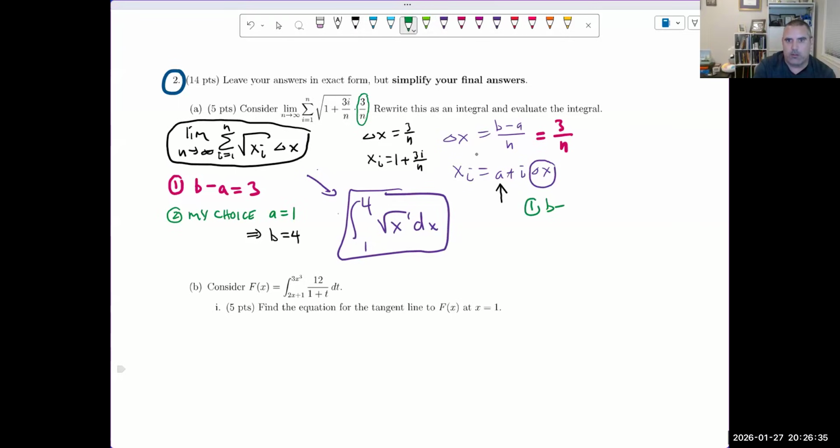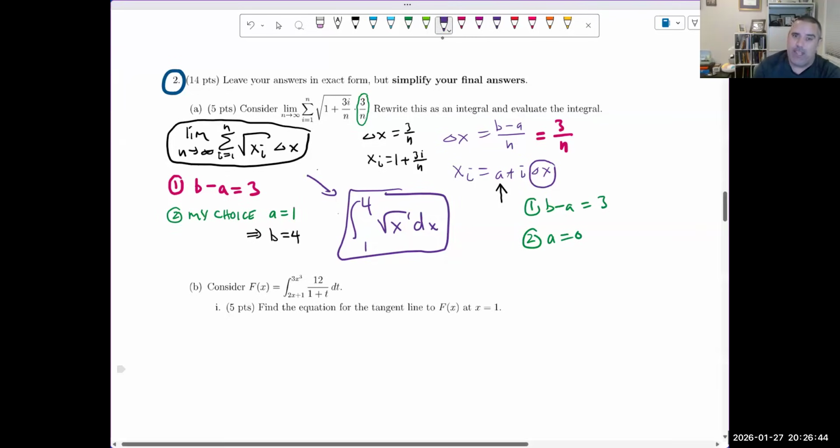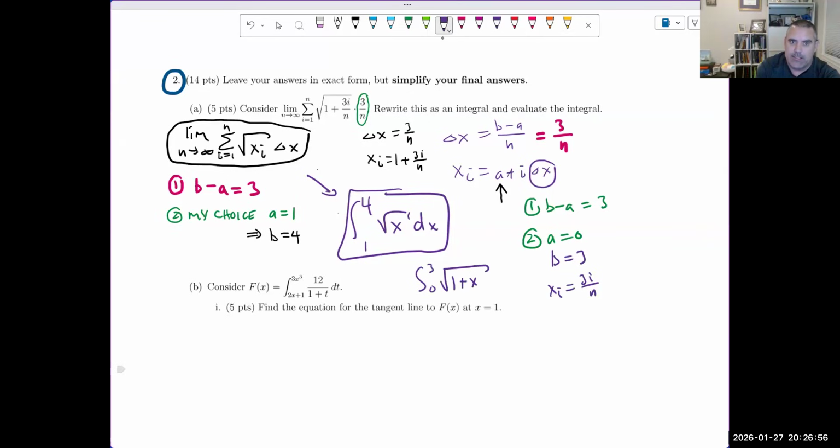Just while I'm here, another correct answer would be to pick A to be 0. And if you pick A to be 0, then that means B is 3. And that means xi is just 3i over n. And you get the integral from 0 to 3 of the square root of 1 plus x dx. Turns out both of these are correct. They both give you the same volume, same area. So anyways, identify what B minus A is, the thing that's above your n. Choose an A and then replace.